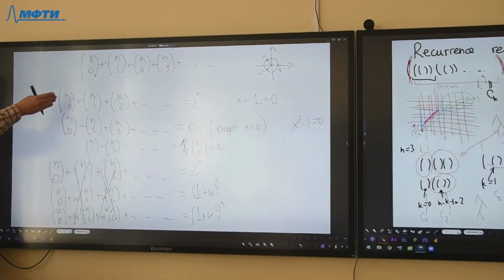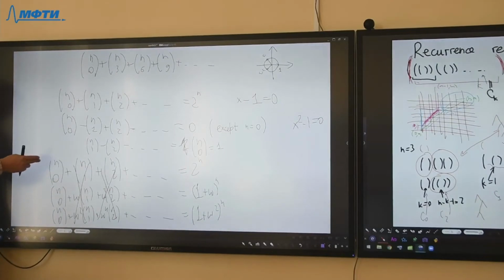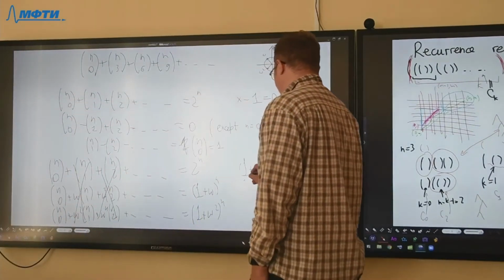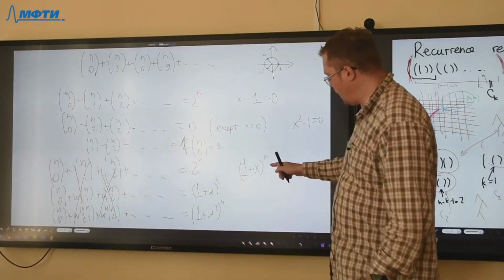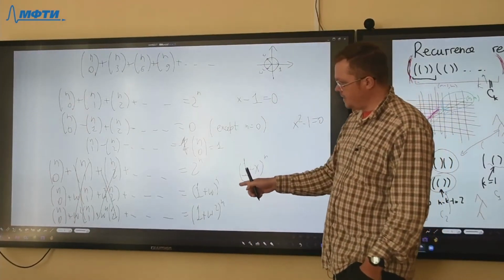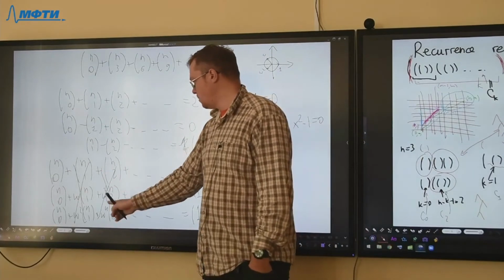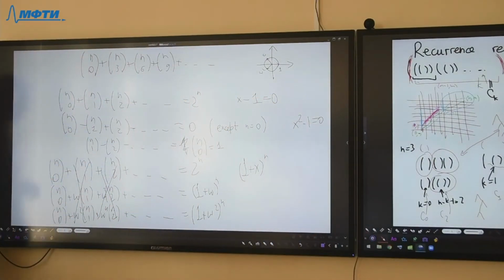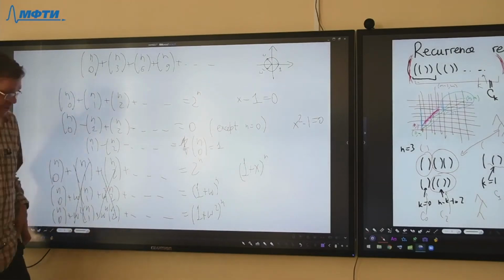So I want to use the formula for (1 + x)^n, and I want to take different x's such that I can cancel all the binomial coefficients that I don't need in my sum. And so this is the idea.